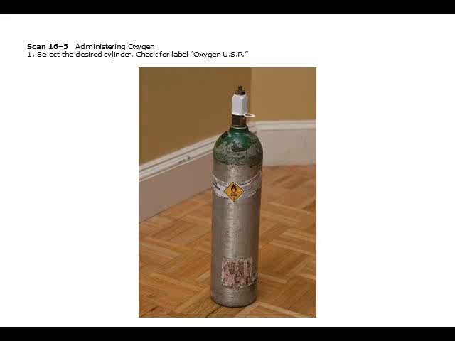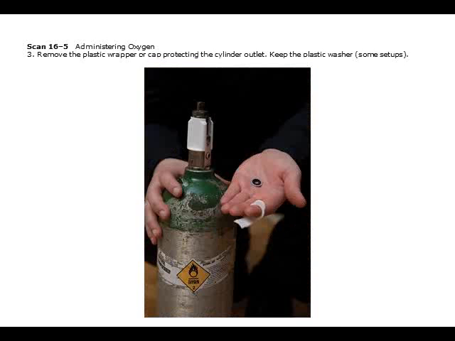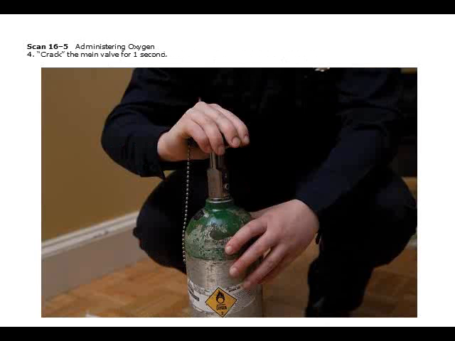This has the look of most oxygen tanks. It's a spun aluminum silver tank with a green cap, and it says oxygen on it. So place the cylinder in an upright position, stand off to one side, remove the wrapper or the seal. Most of them come with a washer or a gasket of some sort. Hold on to that. You're going to need it. Crack the main valve just for a split second there to clean out any dust, air, dirt, oil, whatever that's gotten into the hole.